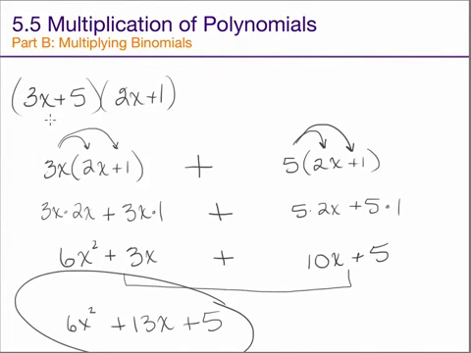Notice that what I'm doing is taking each of the things in the first sum and multiplying it by everything in the second sum. Once I've done that, I can go back and take the second thing in the first sum and multiply it by everything in the second sum. So this is one way to approach this problem. But here's another.